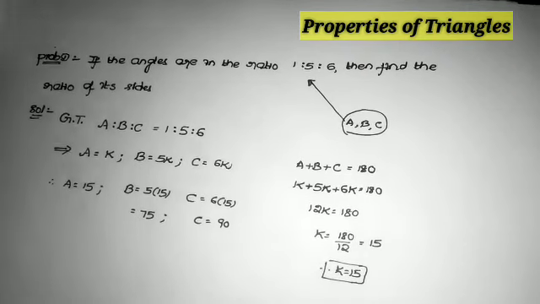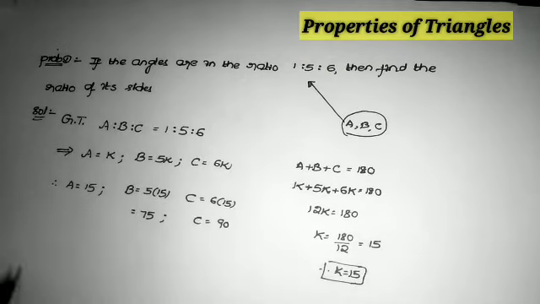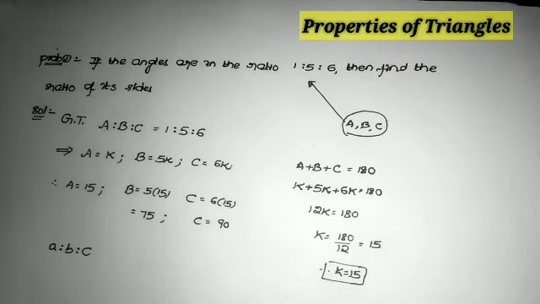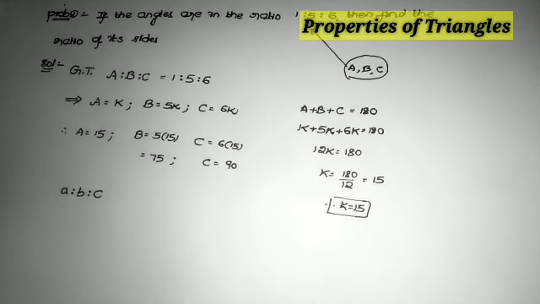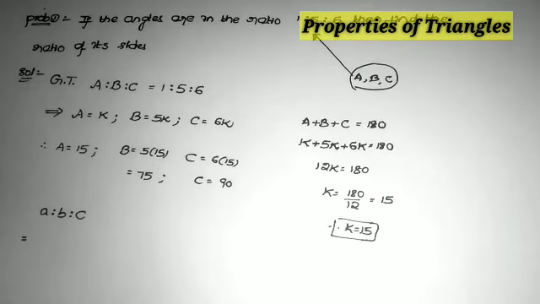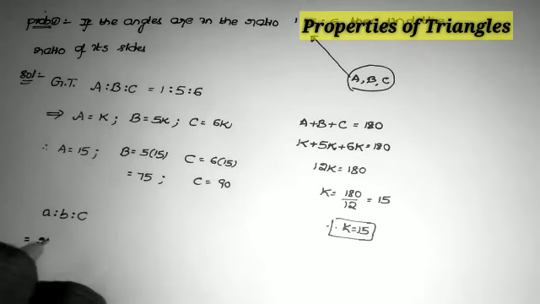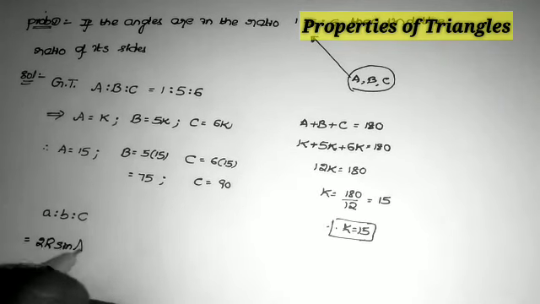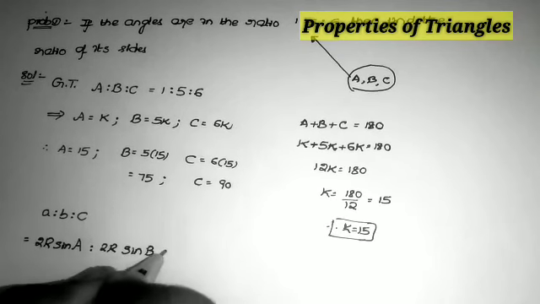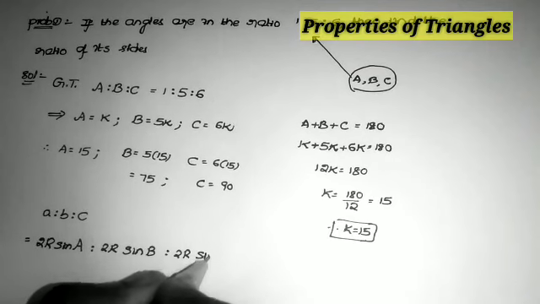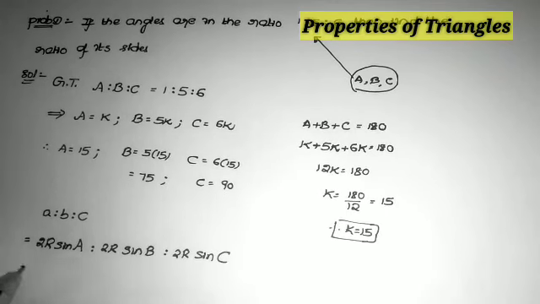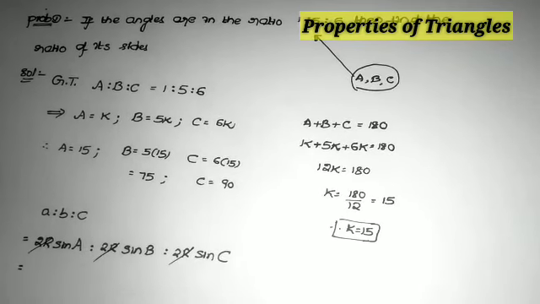Now what is the given question here? Find the ratio of its sides. That is, ratio of the sides means we want this value a is to b is to c. What are the sides? Small a, small b, small c. So this is equal to, I am applying the sine rule formula. What is a formula? a is equal to 2R sine A. And what is b formula? b is equal to 2R sine B. And what is c value? 2R sine C. Now I cancel the term 2R throughout the equation.